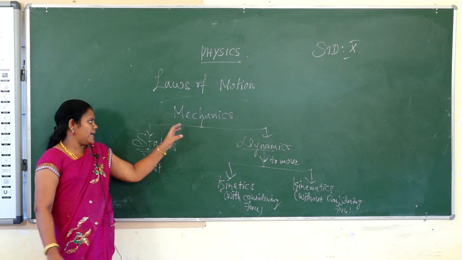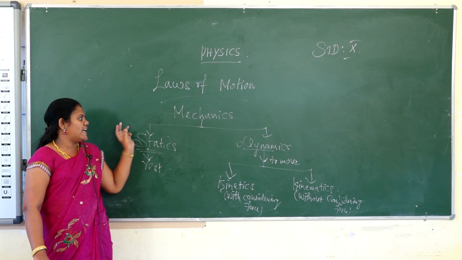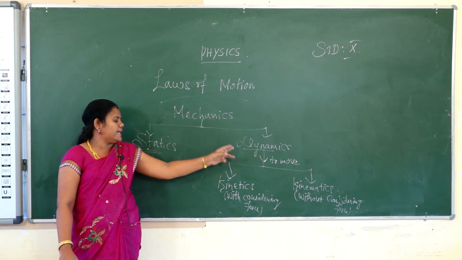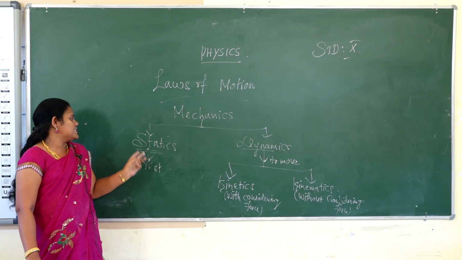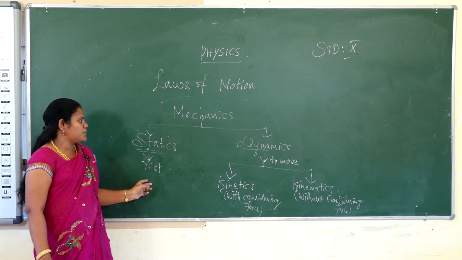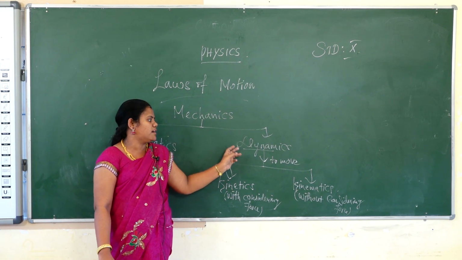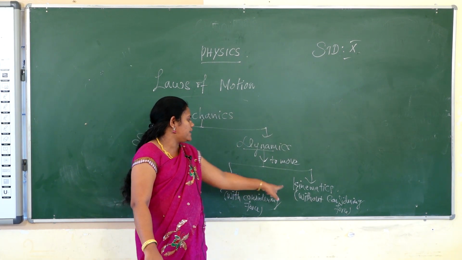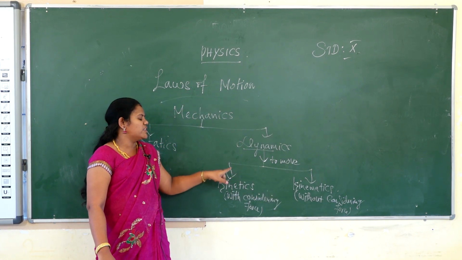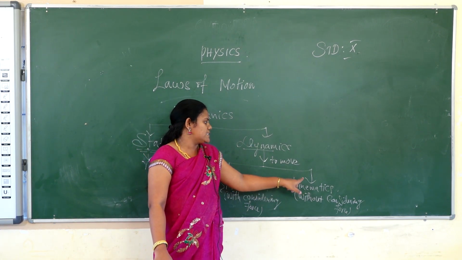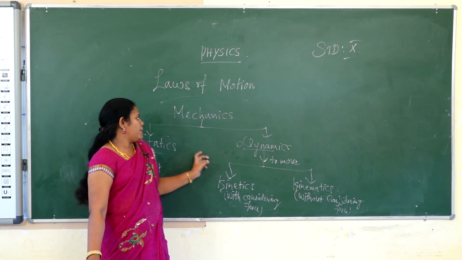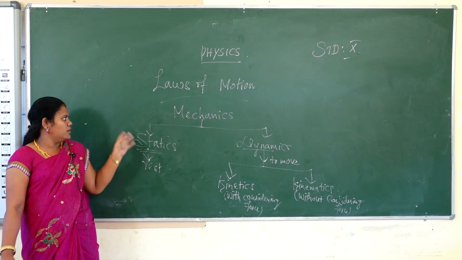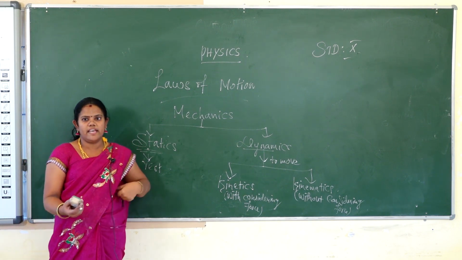Okay, so mechanics is a branch of physics. It is classified into two types, statics and dynamics. Statics is the study of objects at rest, and dynamics is the study of objects in moving position. Dynamics is classified into two, kinetics and kinematics. Kinetics is with considering the force, kinematics is without considering the force. Okay students, please note this down, and then go for the next one.